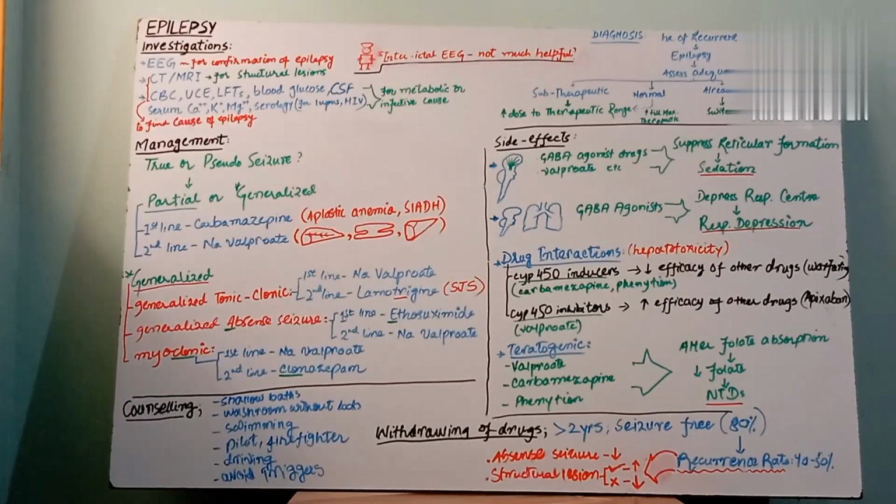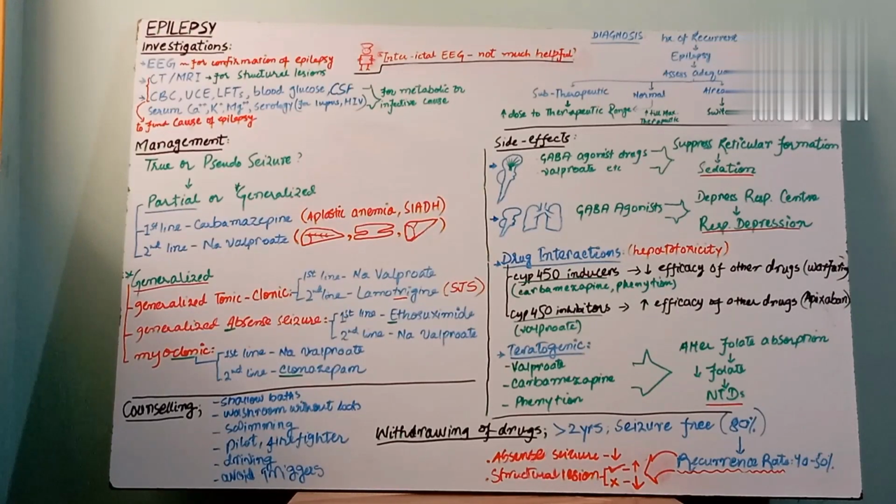Let's talk about counseling, how we will counsel these patients. We have to counsel and advise them related to activities, whether at home or at their workplace. At home we will advise them to take shallow baths and use the washroom without locks, especially those who have generalized epilepsy, in which they lose consciousness. That's why. For swimming, we would advise not to go deep, because if they get a seizure in that condition, it will be dangerous for them.